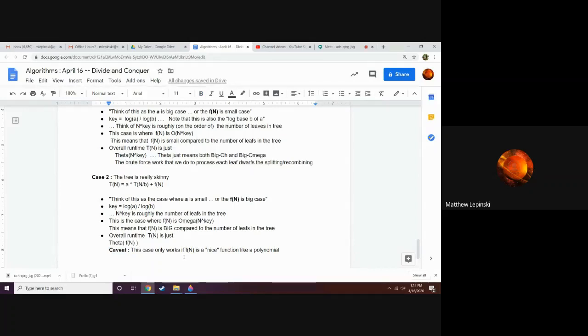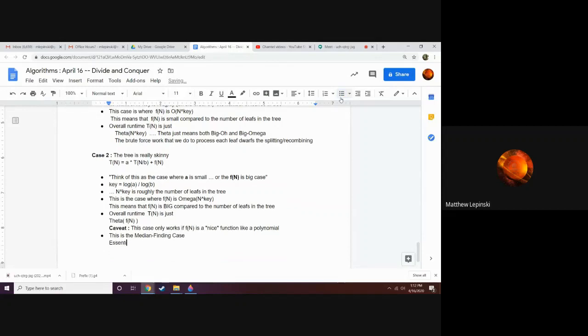I'm not going to go into a ton of detail here, but just to remind you, this is the median finding case. Essentially, all of the work effort is done for the initial pivot, which was looking through a whole list of size n. And once you've done the initial pivot, then everything else is easy because we're throwing away big parts of the tree. So this is case 2.